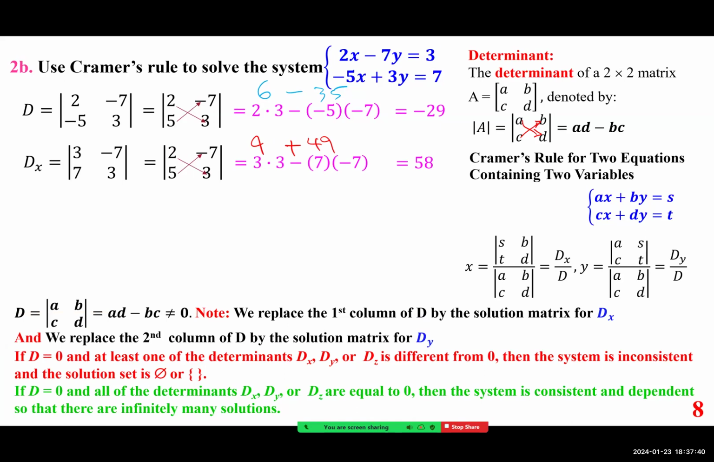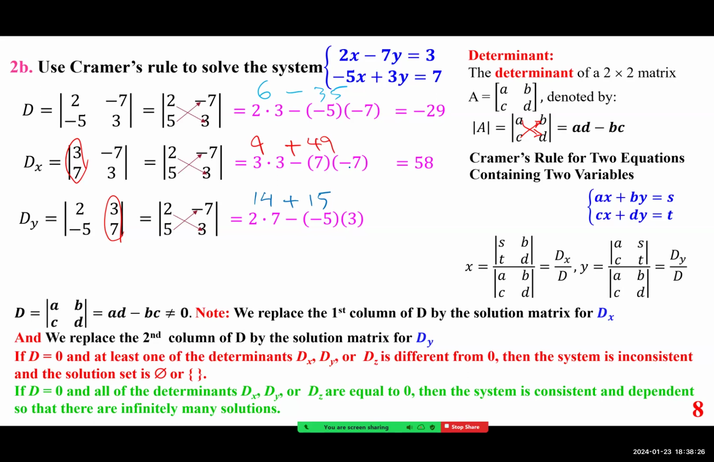Now, we go back to this. Since we want D sub Y, we keep the first column, but this one, we change it with the solution matrix 3, 7. So this was changed. Now this one is changed, okay? So 2 times 7 minus negative 5 times 3. 14 plus 15 is 29.